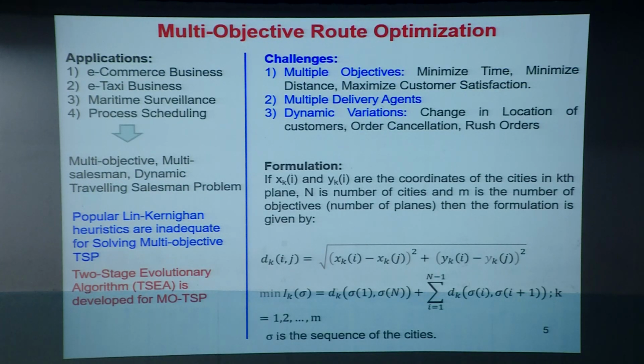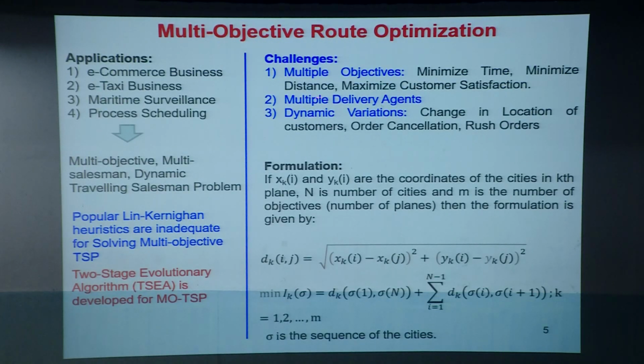It's not only the distance you are interested in minimizing, but also the time. The other objectives could be, sometimes you are interested in maximizing the customer satisfaction. You could be interested in minimizing the emissions. So all these multiple objectives are naturally present in this problem. When it comes to such local heuristics, they have some difficulties in handling multiple objectives.